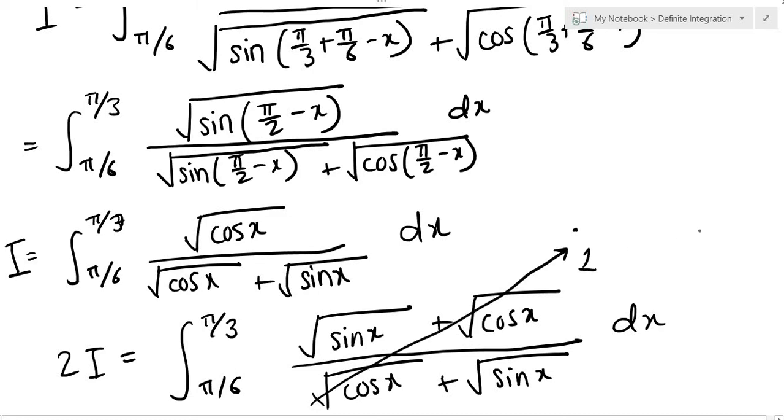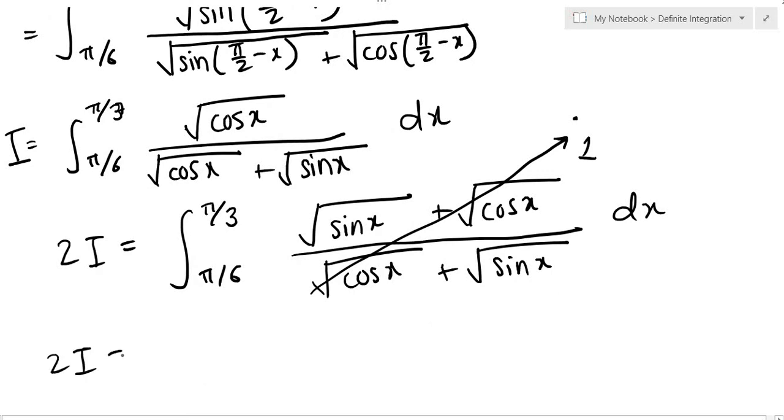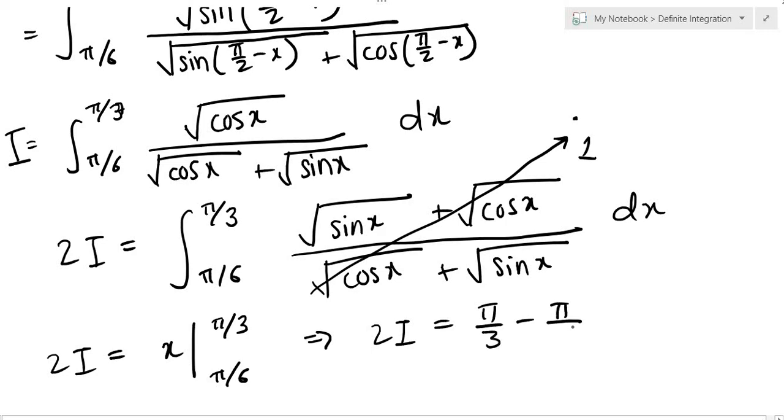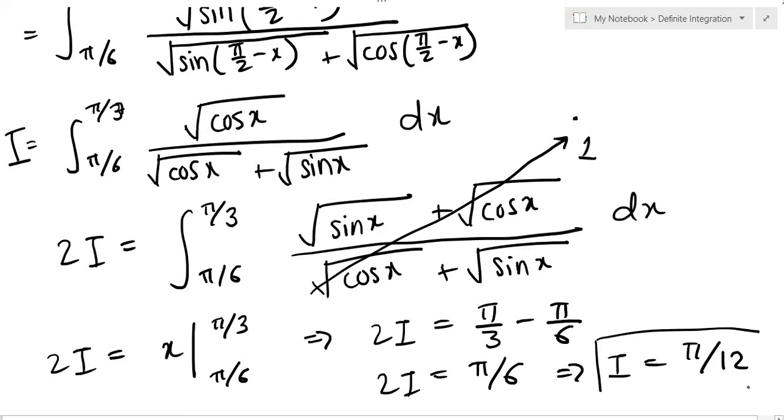It's the same. So 2I, and then integrating 1 with respect to x is x from pi by 3 to pi by 6, which implies that 2I is equal to pi by 3 minus pi by 6, and so 2I is equal to pi by 6, which implies that I is equal to pi by 12, and that is the answer.